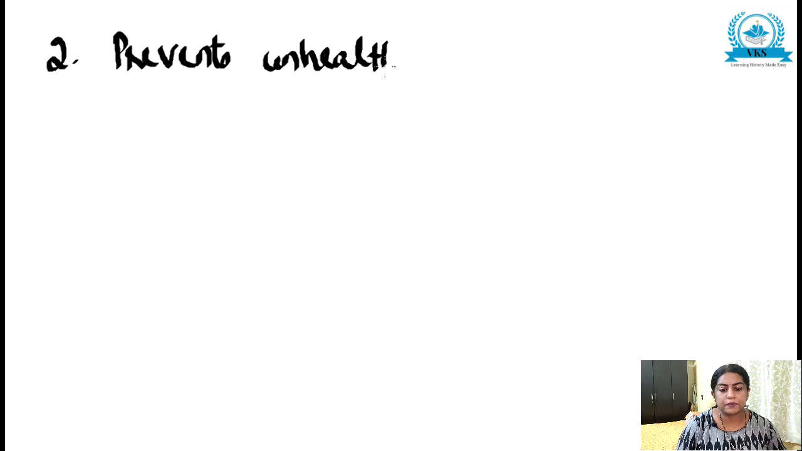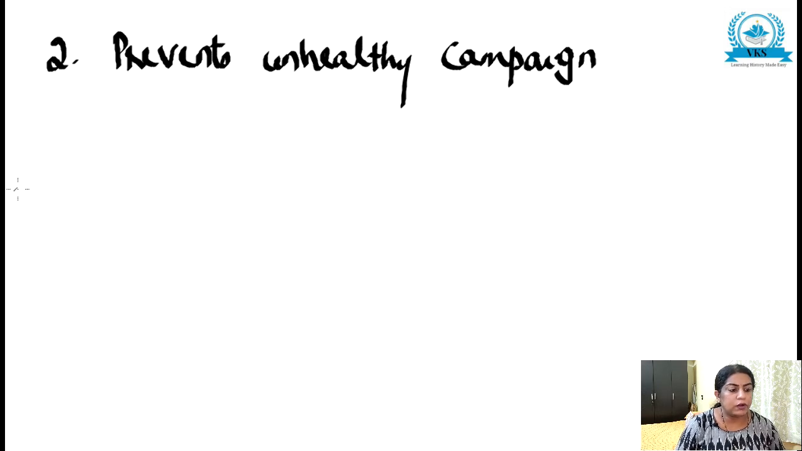Now the second feature is that it prevents unhealthy campaigns. See, in direct election, propaganda, campaigning, and all those things will happen. But indirect election avoids all sorts of evils like dirty propaganda tricks, instigation of people for petty issues, dividing them, and all these kinds of unhealthy campaigning are prevented in indirect election.